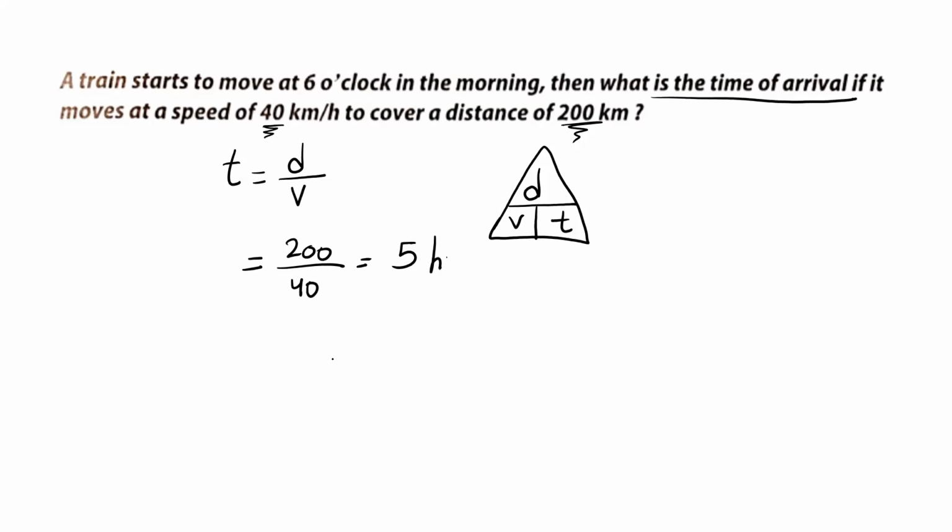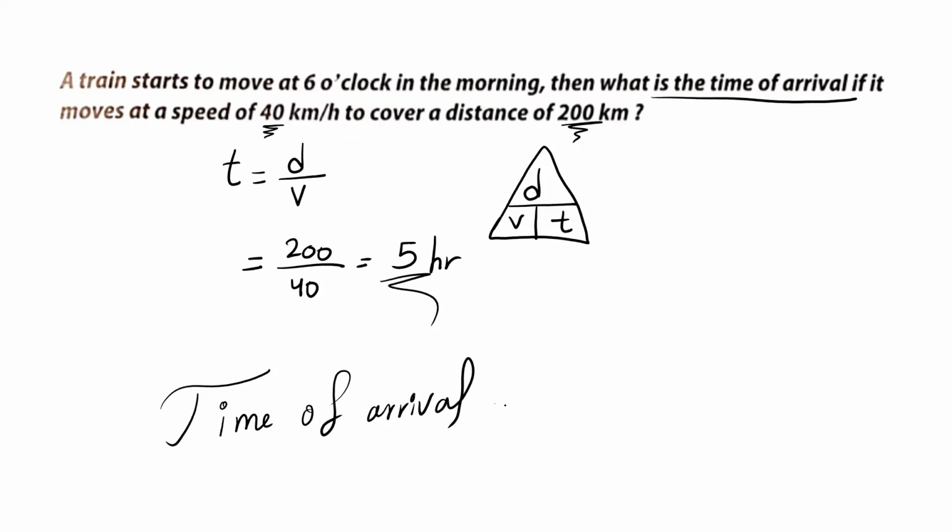5 hours. So what now? Did we answer the question? There is still something we didn't do. The time of arrival. I need to know at which o'clock. So he started moving at 6 and took 5 hours in the journey. So after 6: 7, 8, 9, 10, 11. It will be 11. Excellent. 11 o'clock. Very good, in the morning as well.